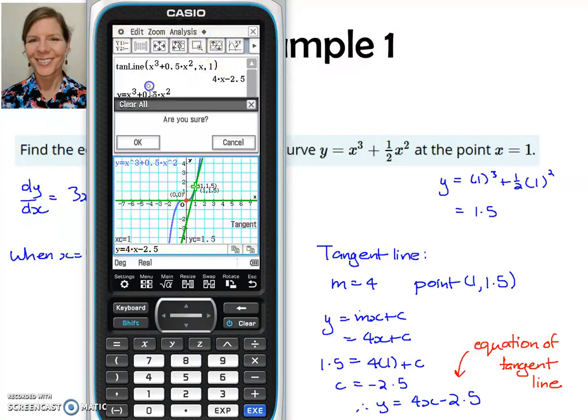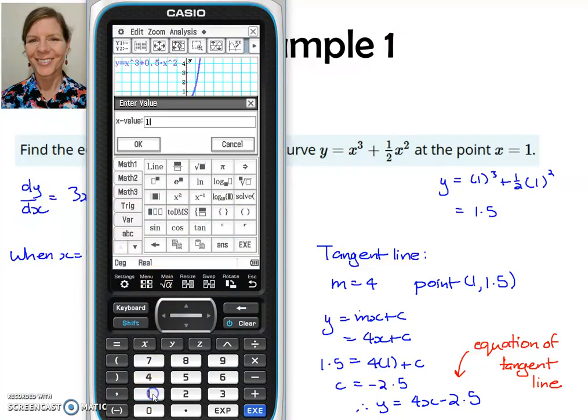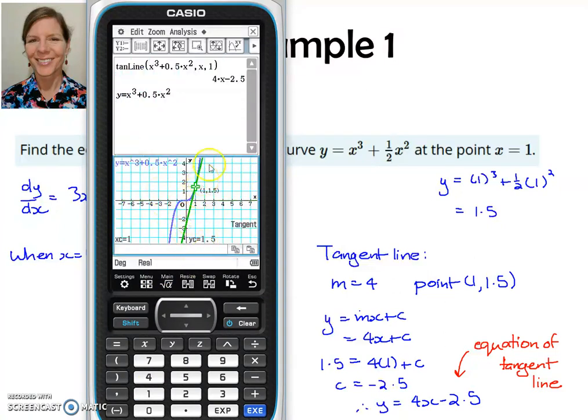So clear. Right, so bring the function down. Analysis, sketch, tangent. It'll bring up this green line. Tap the number that you want for the x value, so we want 1. Brings up this enter value, x value equals 1. Hit OK. That gives you a tangent, but it hasn't told us the equation of the line. To get the equation of the line, hit execute and it'll appear in here. So if you watch in here, there you go, 4x minus 2.5.